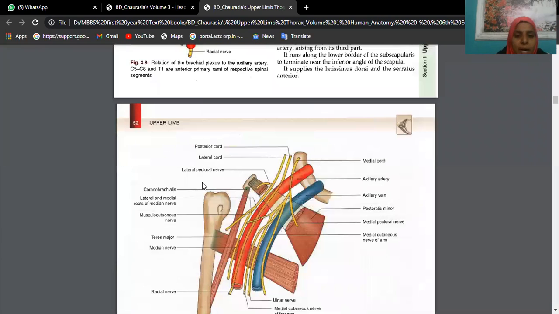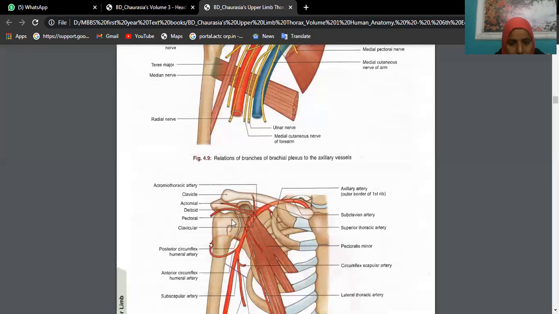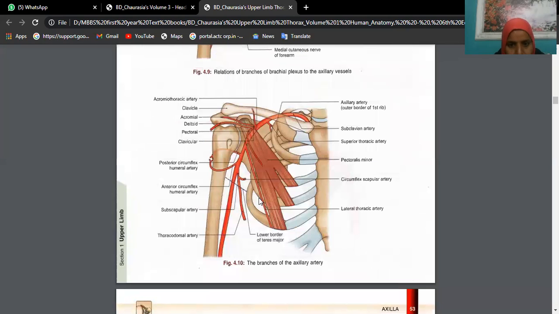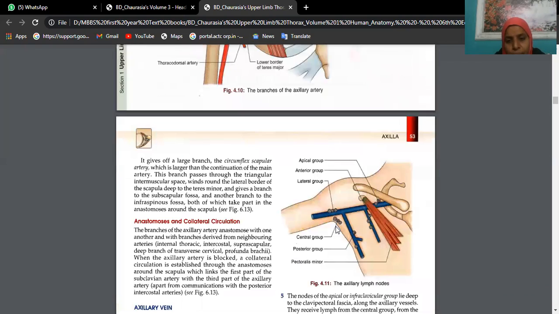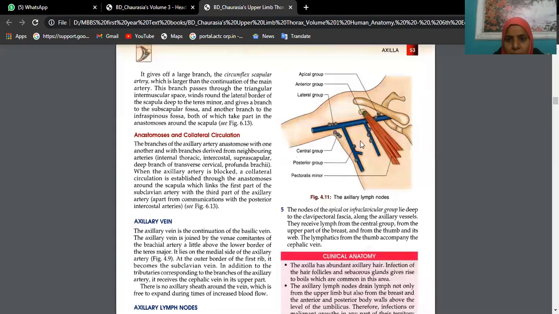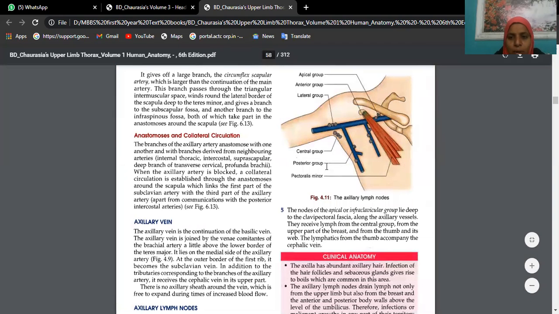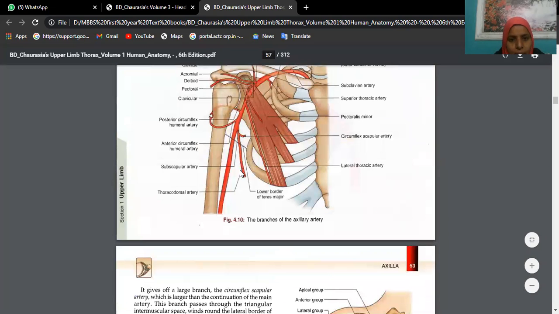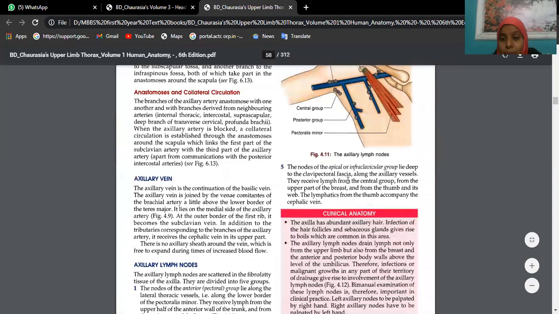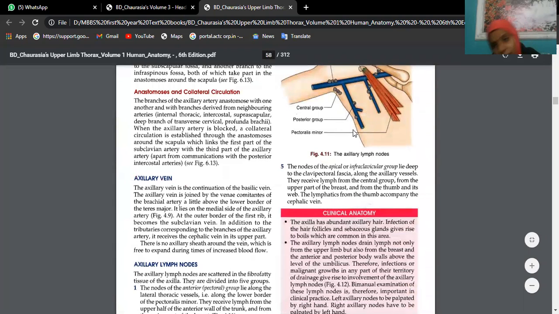I'll take you to the artery first so that it becomes easy for you. See this branch we have. This is the lateral thoracic artery. Along the lateral thoracic artery, this one, we have the arrangement of the anterior group. Then this is the thoracodorsal artery. Correspondingly, now you should name it as the vein.